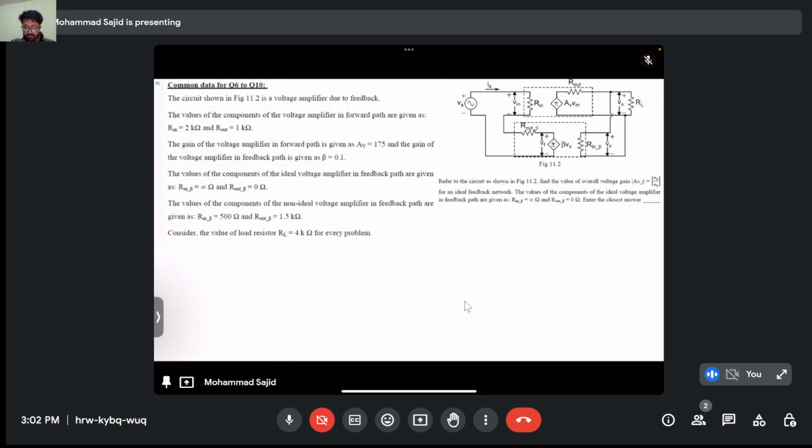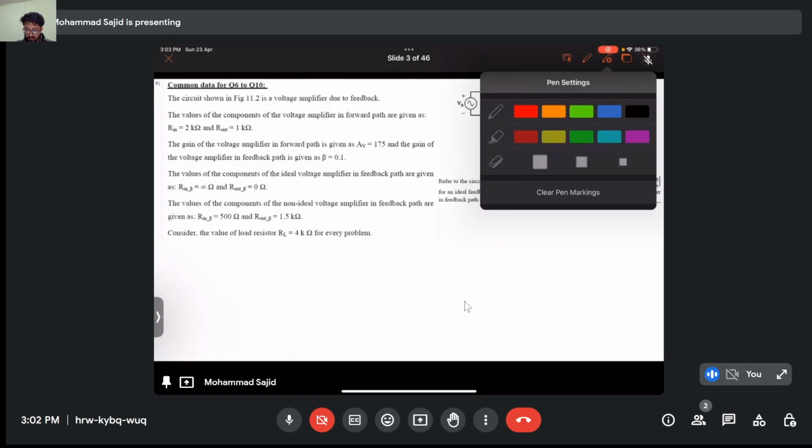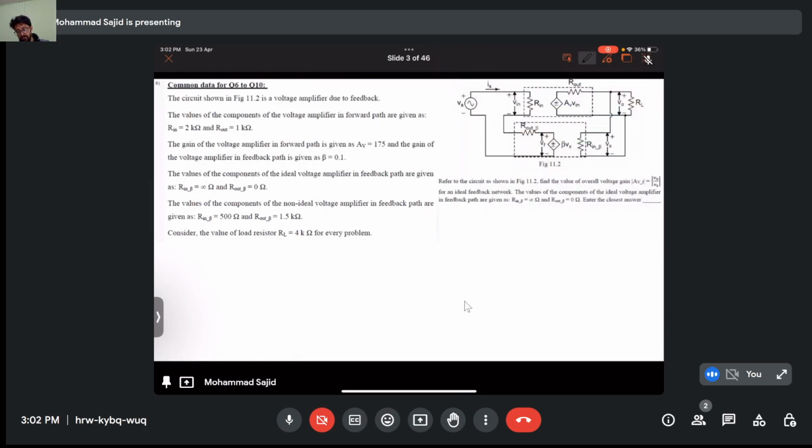Okay, so these are a few numerical questions related to past week, week 11, which was based on feedback networks. So we can start. Let's have a look at this question. What does it say?